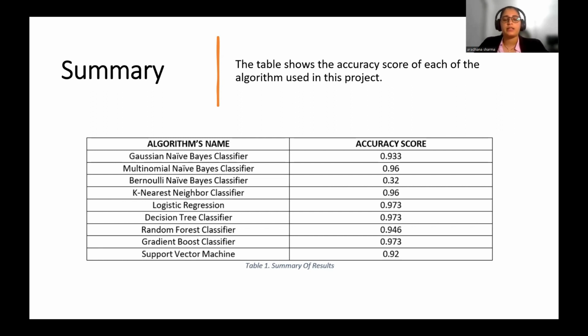Decision tree classifier has an accuracy score of 0.973. Random forest classifier has an accuracy score of 0.946. Gradient boost classifier has an accuracy score of 0.973. And support vector machine has an accuracy score of 0.92.